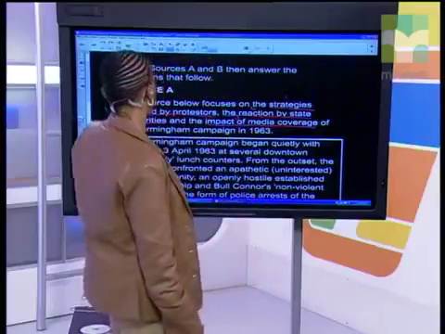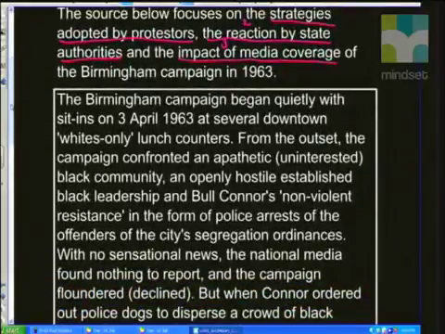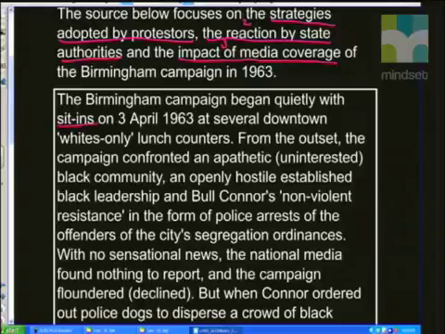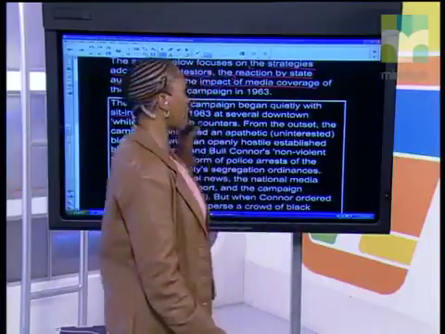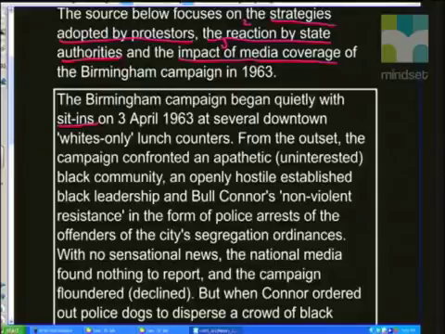Okay, now the source reads, the Birmingham campaign began quietly with sit-ins. Okay, I'm going to quickly underline sit-ins because that should help you understand the strategies that were used. Because as you will know that during the civil rights protests, people used different tactics to fight for civil rights. So we are introduced to sit-ins in this source.